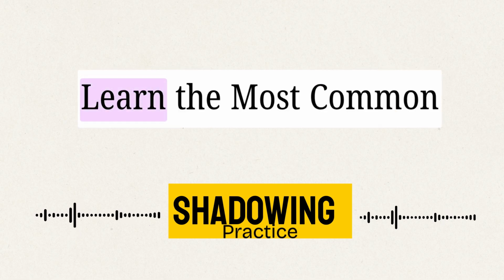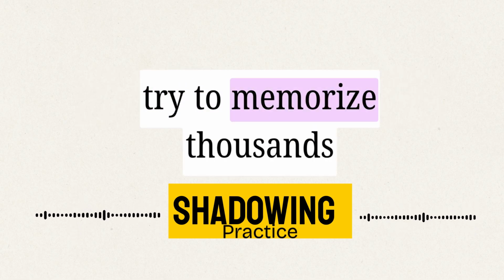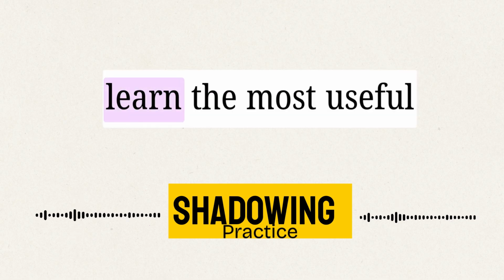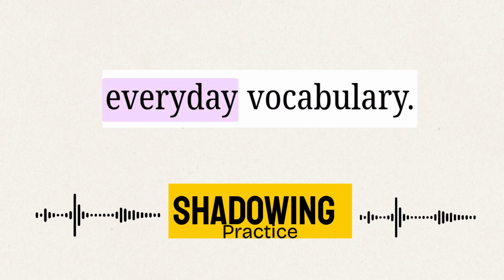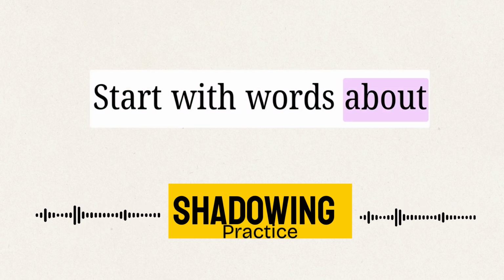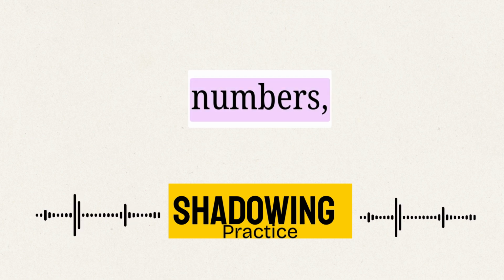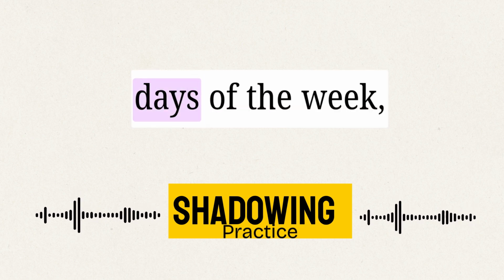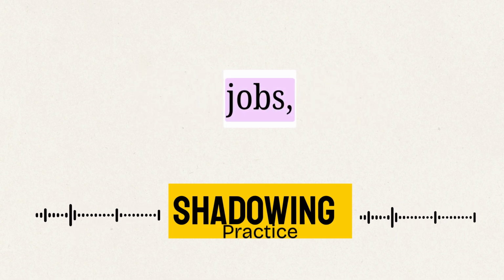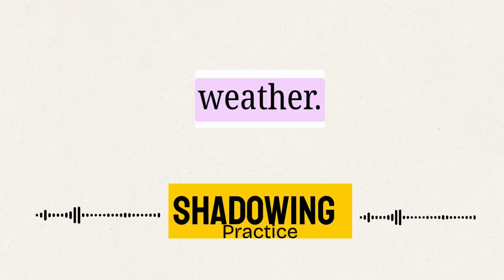Step 2. Learn the most common words. Don't try to memorize thousands of words at once. Instead, learn the most useful everyday vocabulary. Start with words about family, food, numbers, colors, days of the week, months, jobs, school, home, weather.